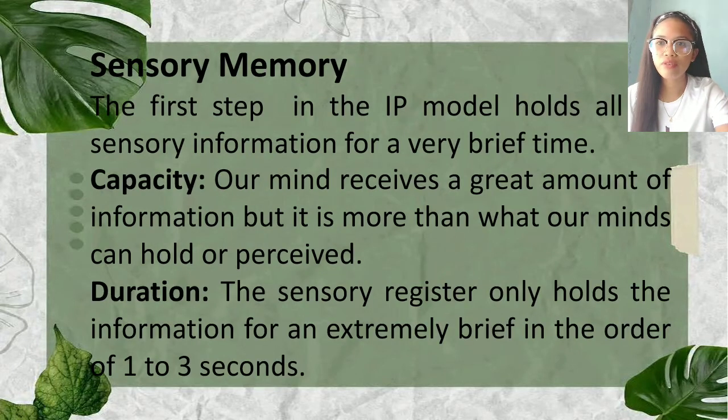Sensory memory. The first step in the IP model holds all the sensory information for a very brief time. Its capacity: our mind receives a great amount of information, more than what our minds can hold or perceive. Then the duration. The sensory memory only holds the information for an extremely brief time, in the order of 1 to 3 seconds. Sensory memory is a very brief storage, up to a couple of seconds.